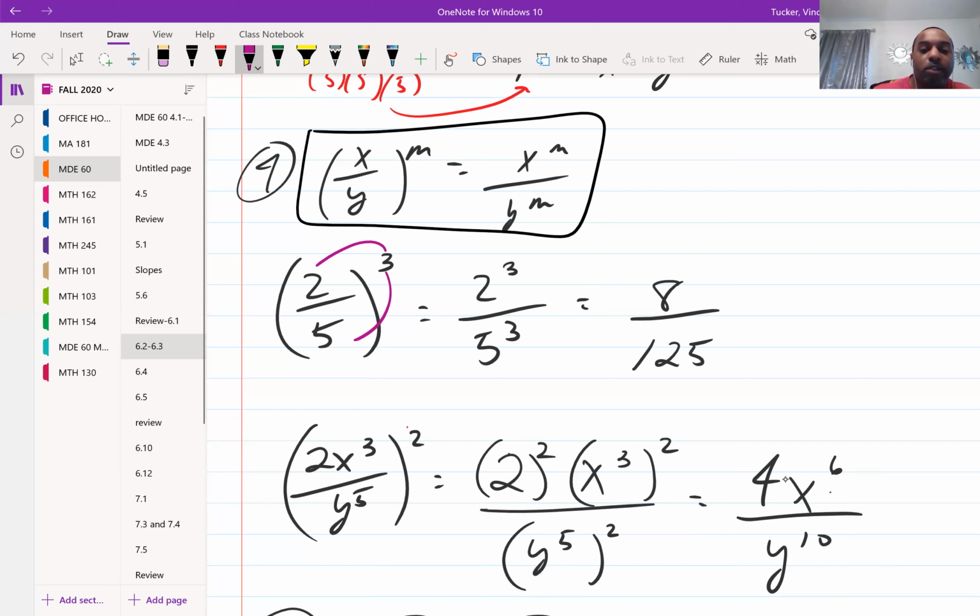So we have 2x cubed over y to the fifth. So this squared needs to be applied to everything in the numerator and everything in the denominator. So that's why we have 2 squared times x cubed squared over y to the fifth squared. Two squared is 4. And then x cubed squared, remember once again, a power to a power, you multiply the exponents. 3 times 2 is 6. And y to the fifth squared, multiplying the exponents, is y to the 10th.